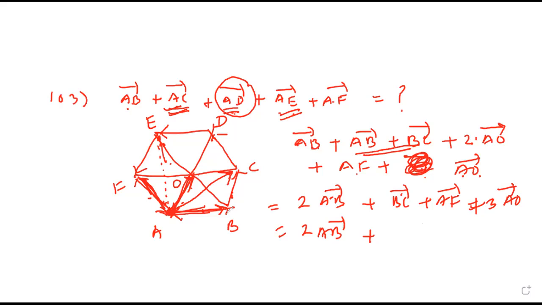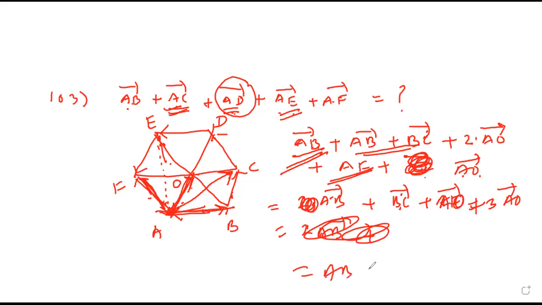What will we be doing? We just take AB plus AF. I can write this much as AO. So this AB plus this AF, I can write AO, no? So only one AB will be left out, plus BC will be left out. This is AO. That means it is AB plus BC plus 4AO, no? Correct? Can you explain it again? Yes, sir.